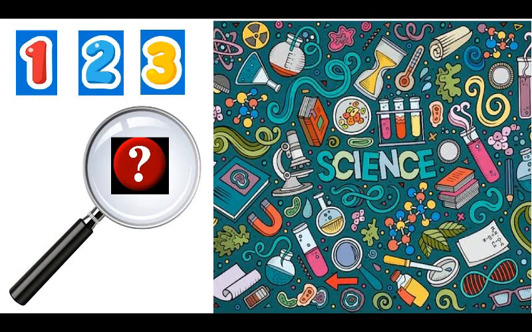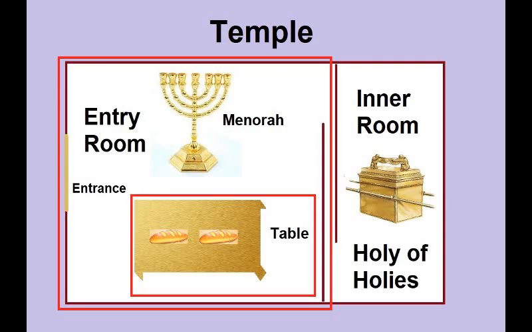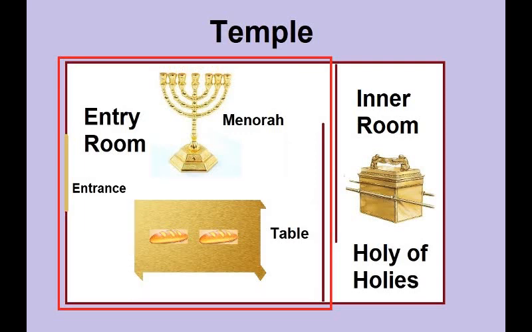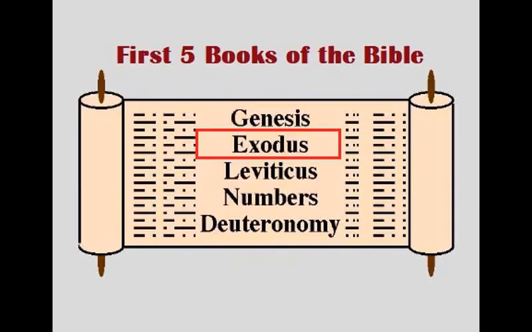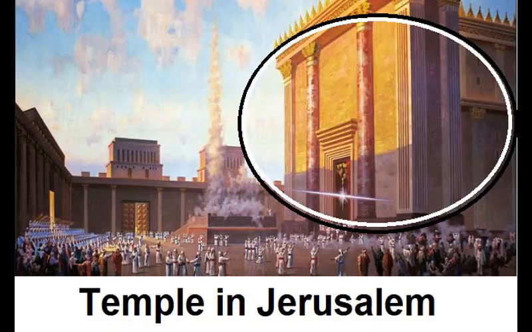and see if they can help decipher the three scientific mysteries we discussed. The biblical symbols are the table and the menorah in the entry room of the temple. The second book of the Bible is called Exodus, and it describes, among other things, how to build the temple that was the center of worship.